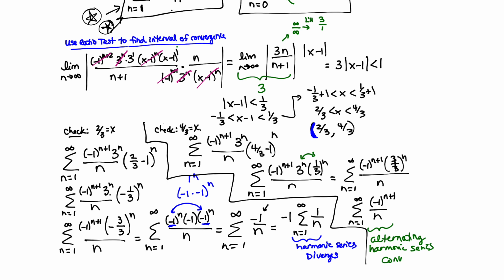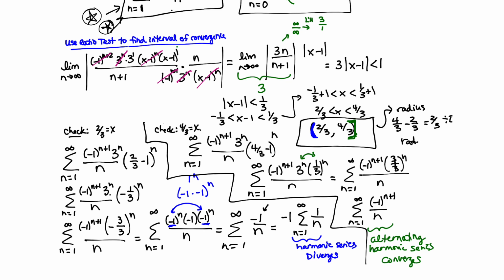And so that means that you're going to have to put a closed bracket up here for that interval of convergence. So your interval of convergence is open at the left endpoint, closed at the right endpoint. And if I want to get my radius, what do I need to do? I need to take the length of the whole thing and divide it by 2. Yep. So the radius is 1/3.